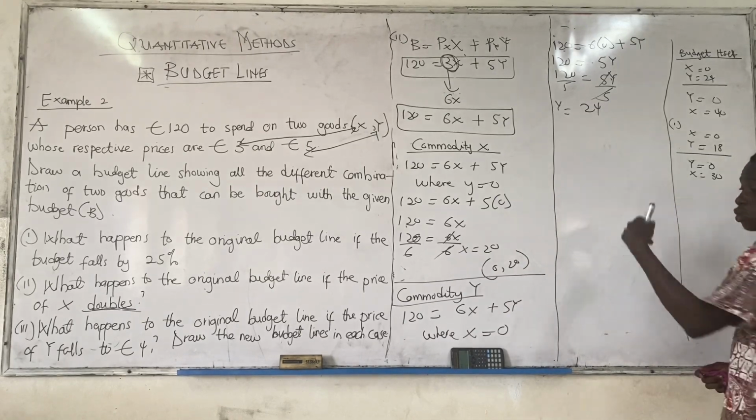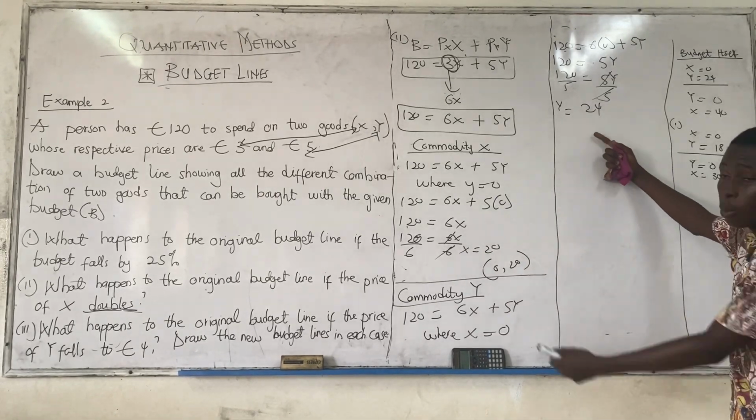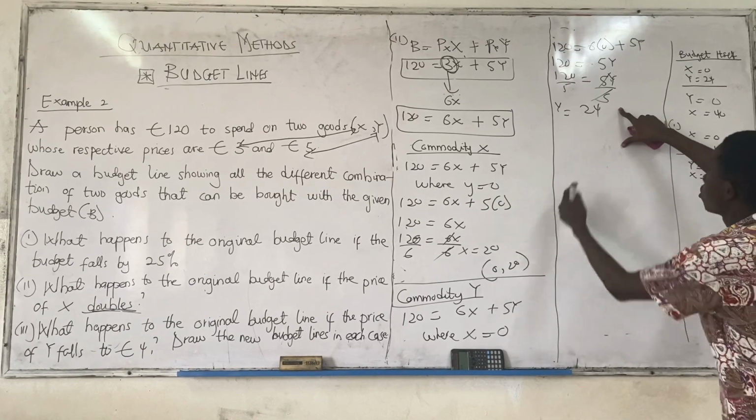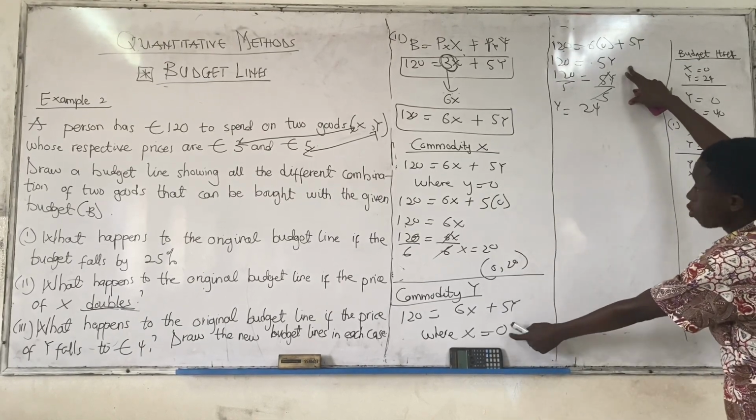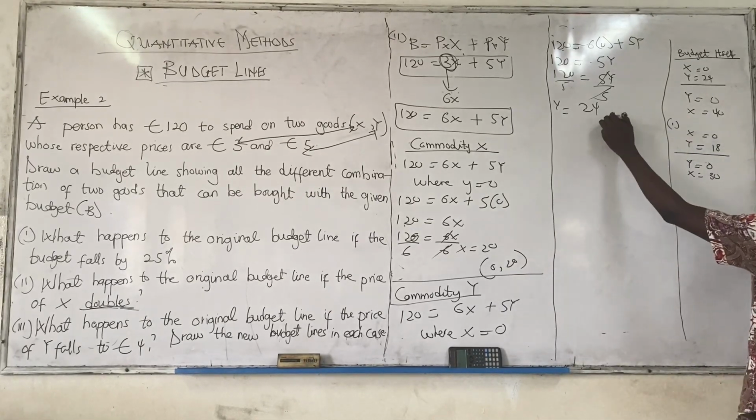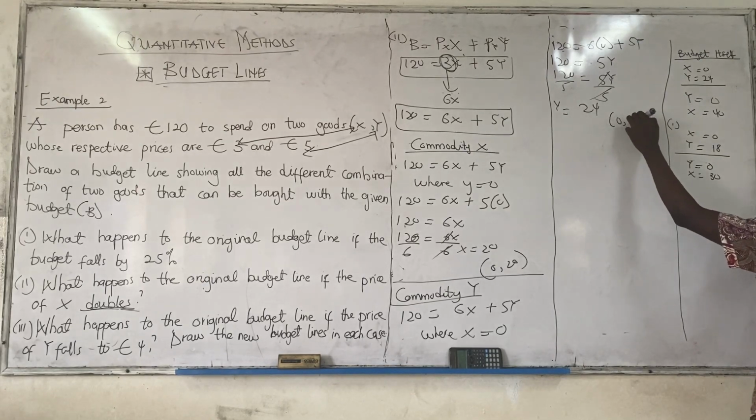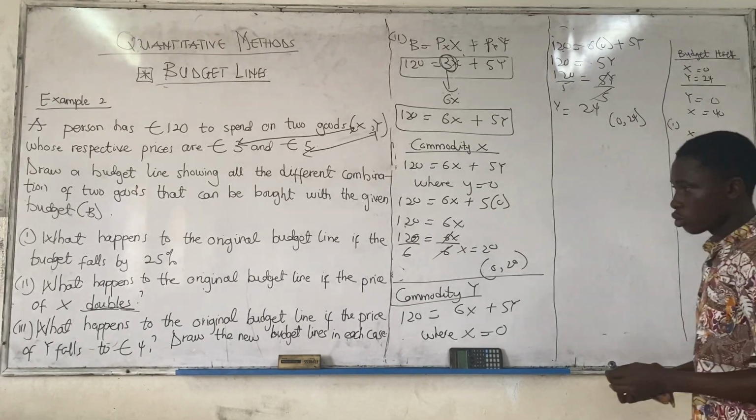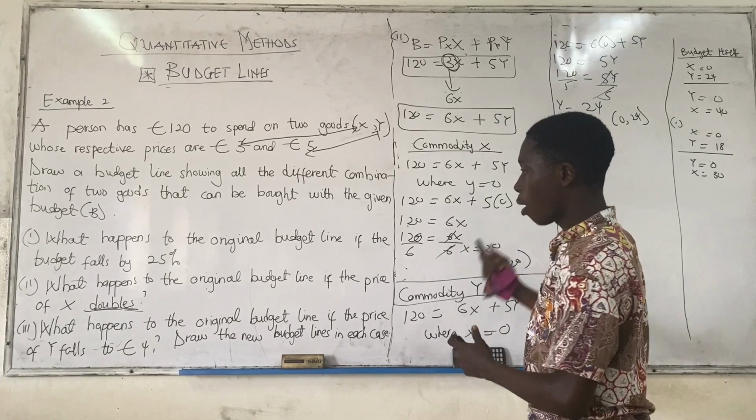So to be able to identify these coordinates as well for the commodity y, what are we going to get? Where x is 0, y is what? 24. So you are getting 0, 24. So basically this is all about the question I.